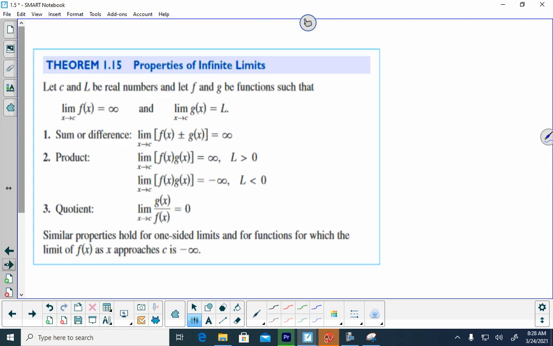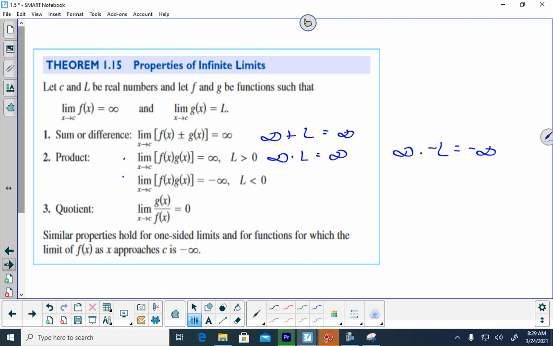All right, so the properties of infinite limits. This deals with when you have one limit approaching infinity or negative infinity, and then one limit approaching L, which would be a constant. So this one's saying I'm taking infinity plus a constant, that should be infinity. If it were negative infinity plus a constant, it would be negative infinity. If I'm multiplying infinity times a positive constant, that's going to be infinity. If I take infinity and I'm multiplying it by a constant that happens to be negative, that would approach negative infinity. And that's what these two are saying.